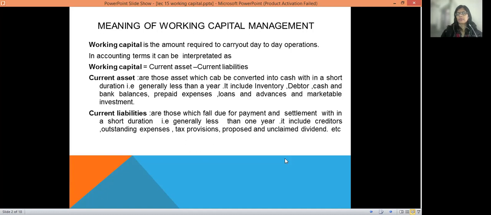Generally the time period is less than 1 year, and it includes just like inventory, debtors, cash and bank balances, prepaid expenses, loans and advances, marketable securities, marketable investment, etc. All these are considered in current asset. And in the same sense, current liabilities are also there. Current liabilities are those which fall due for payment.